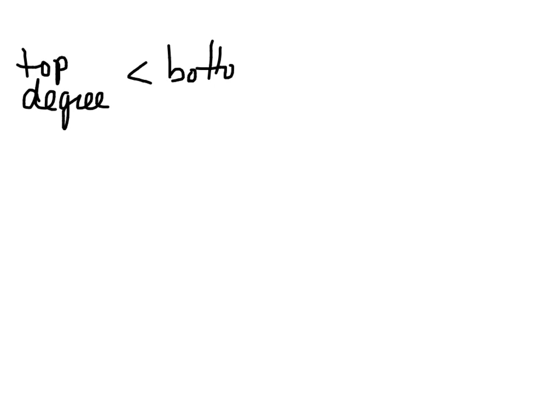So when the top degree is smaller than the bottom degree, it's going to be y equals 0. So let's say the highest exponent on the top was 8 and the bottom was 10. 8 is smaller than 10, yeah? So therefore, y equals 0 would be our asymptote.